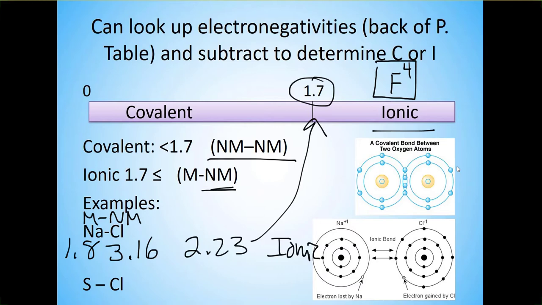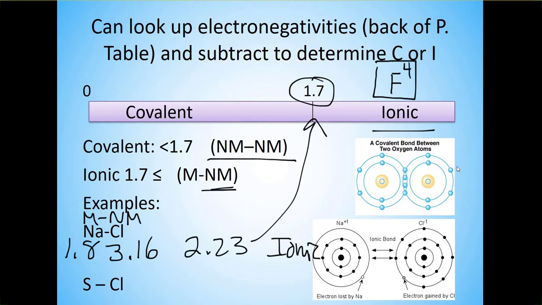So we would just want to use this math method if we were unsure. Like maybe we had a metalloid bonded with a nonmetal, and so we're unsure of what that situation would be. So we could look up the number value and subtract. Again, if it's a greater difference, so bigger than 1.7 or equal to 1.7, we would call it ionic.